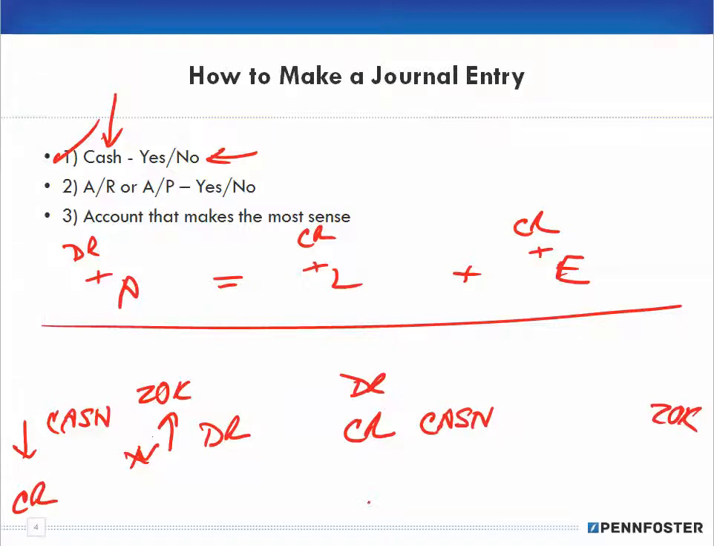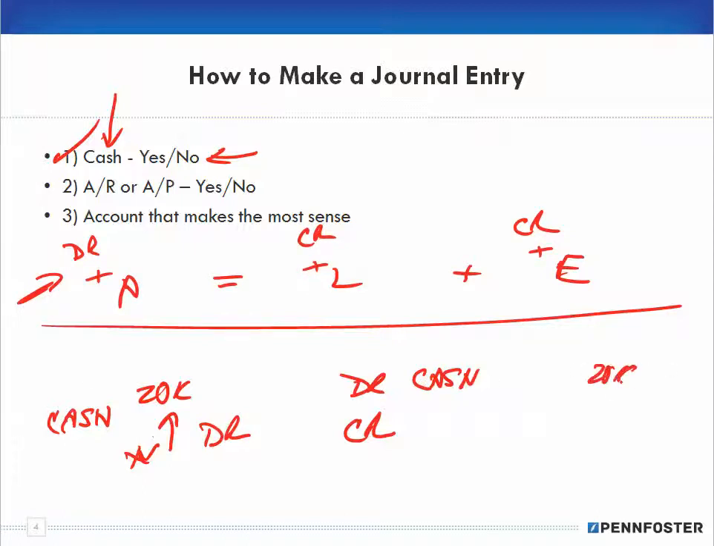Okay. But now here's the thing, whether it increases or it decreases, and let's just go back to the increase part. We're saying our cash is increasing 20,000, so that means since cash is an asset and I increase my assets on the debit side, okay, so I'm going to debit cash for 20,000.